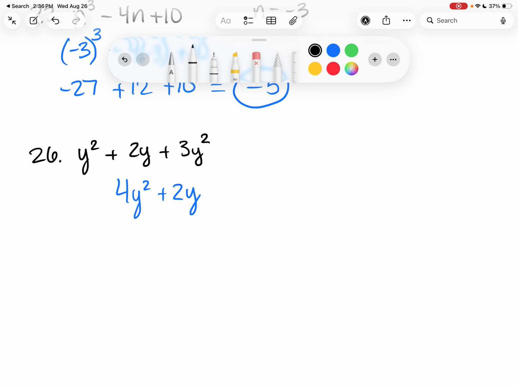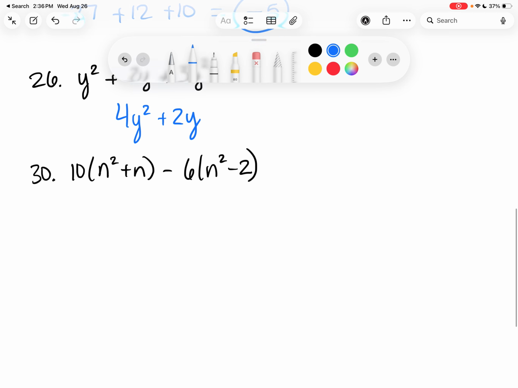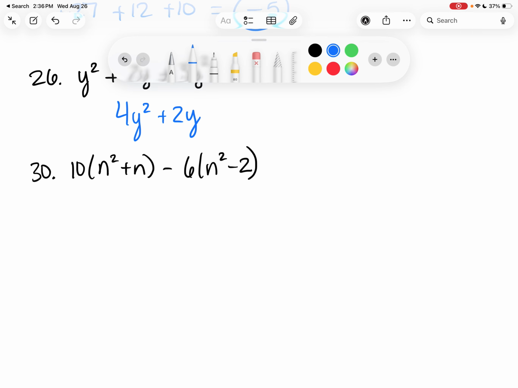30. 10 times n squared plus n minus 6 times n squared minus 2. So the first thing I need to do is distribute with this one. So that's going to give me 10n squared plus 10n. And then I'm going to distribute the negative 6. So minus 6n squared plus 12. And then now I can simplify. Get 4n squared plus 10n plus 12.